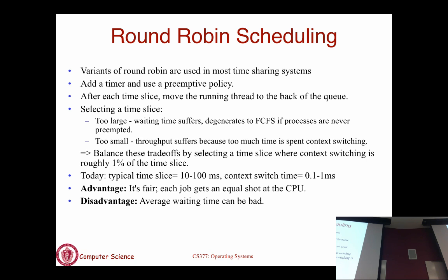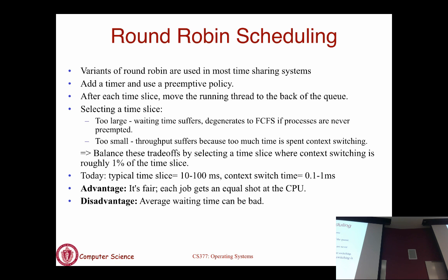Is the time slice the same for every process, or can it vary? So the time slice is going to be a system parameter. It's a parameter that the scheduling policy is going to pick, and it's going to be the same in this policy, because shortly we'll see other policies where the time slices will differ, but in this policy it's the same.